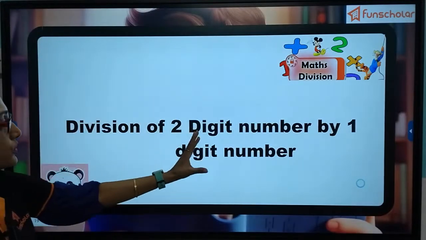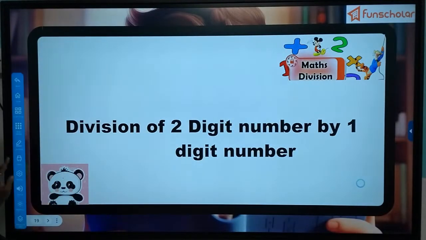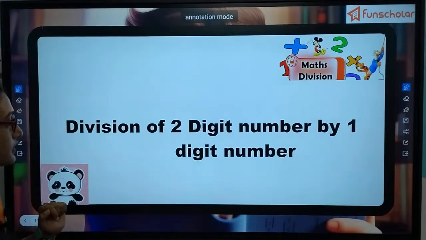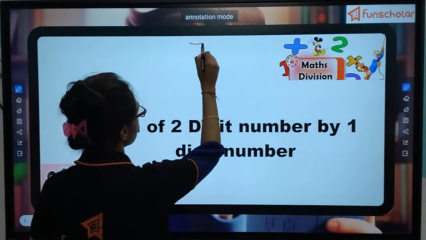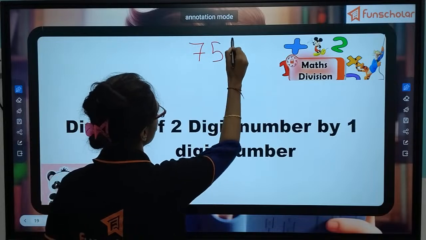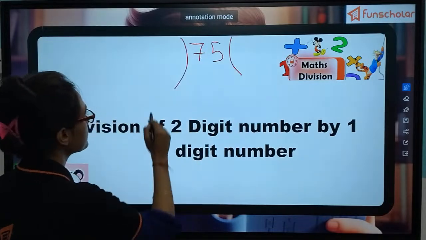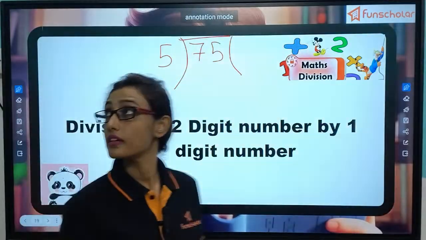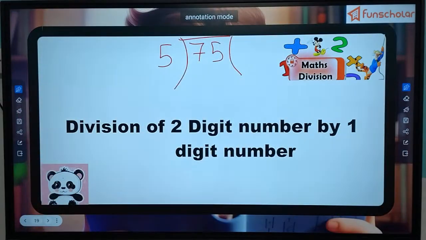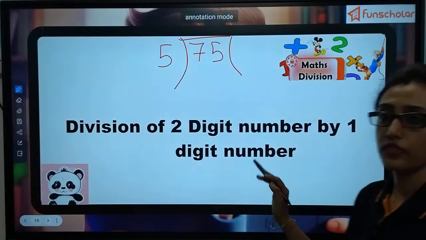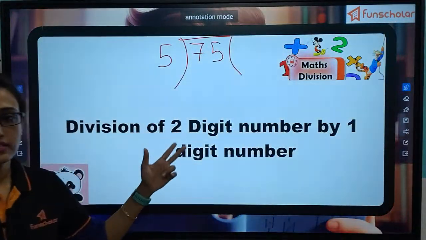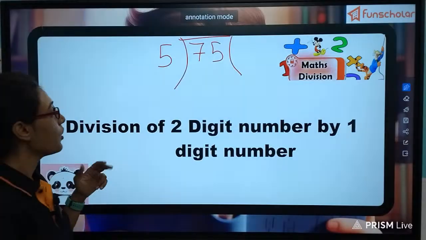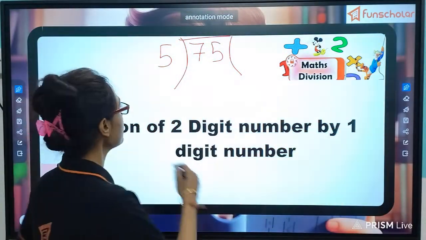Now, division of 2-digit number by 1-digit number. Suppose I am taking 75. I have to divide it by 5. This is your first question. Now pause the video and try it for yourself, or please do the sum along with me.